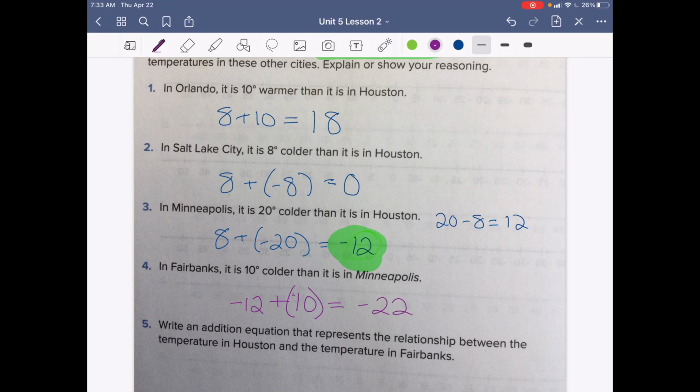And number 5 is a little bit trickier. It says to write an equation that represents the relationship between the temperature in Houston and the temperature in Fairbanks. So let's write an equation that's going to show us the difference between Houston and Fairbanks.